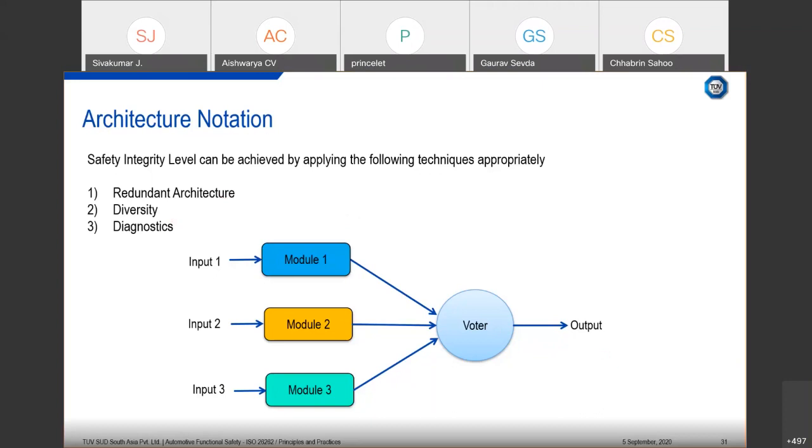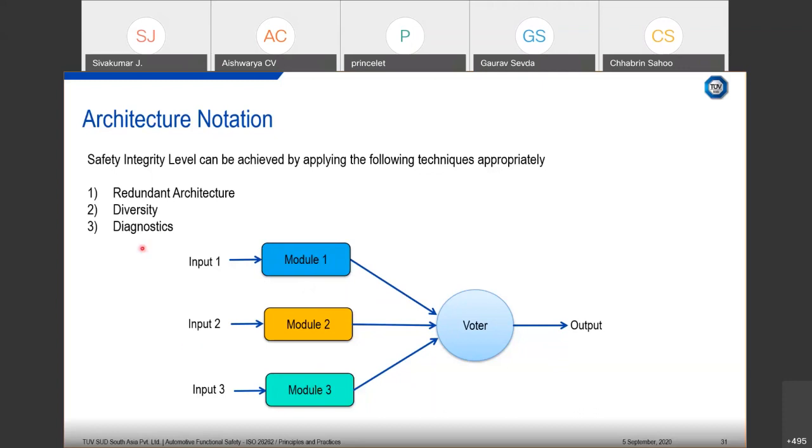Also, in order to avoid common cause failures, you may use a diversified implementation. For example, module 1 may use one technology, a passive sensor, and this may be an active sensor, and this may be from a different vendor. Like that, you diversify the way the sensor technology is developed. That brings the diversity aspect, which helps reduce common cause failures.